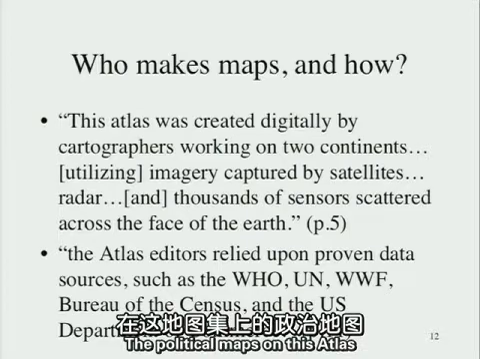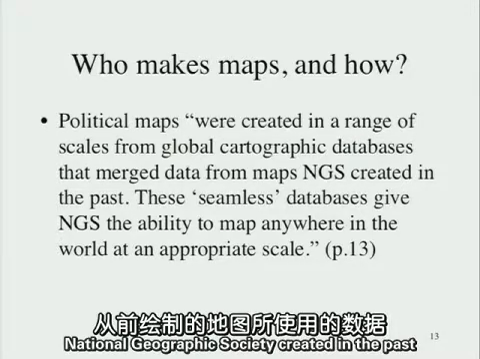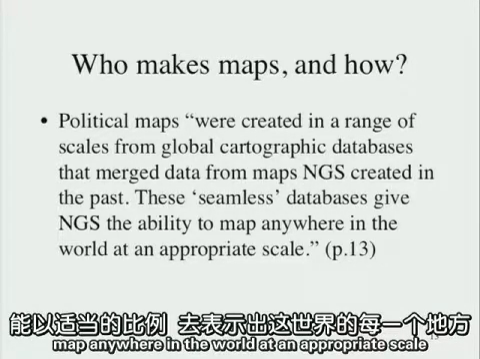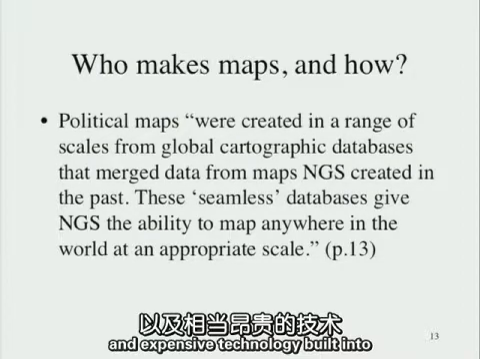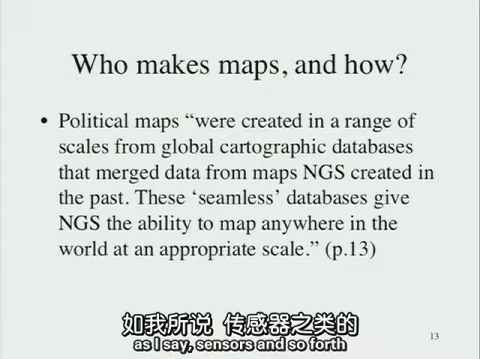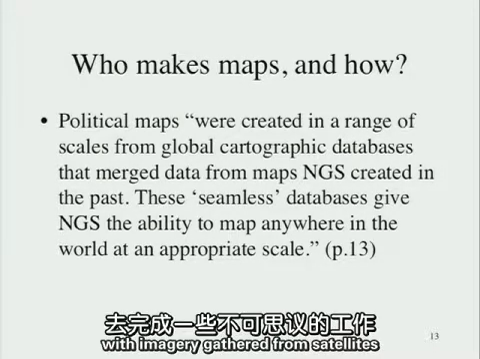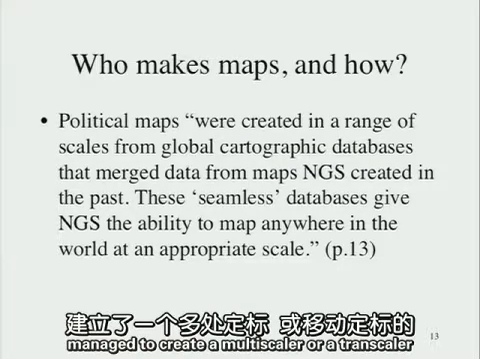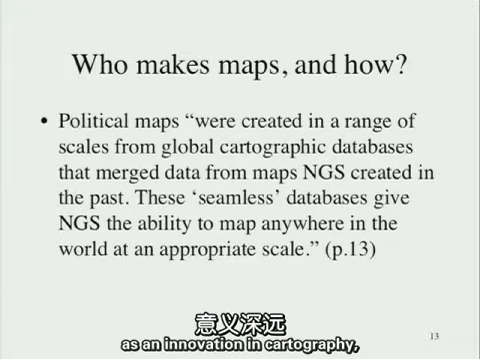"The political maps in this atlas were created in a range of scales from global cartographic databases that merge data from maps National Geographic Society created in the past. These seamless databases give NGS the ability to map anywhere in the world at an appropriate scale." There's a great deal of very high technology and expensive technology built into the gathering of this information. As I say, sensors and so forth, satellites, remote sensing. There's a couple pages in the atlas about remote sensing and the amazing things that can be done with imagery gathered from satellites. And this notion that they have somehow managed to create a multi-scalar or trans-scalar database to work with is quite significant and important as an innovation in cartography.